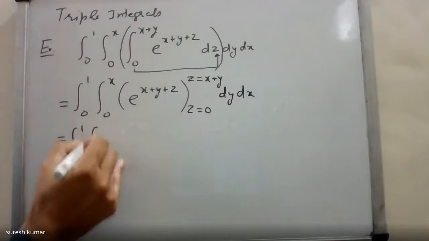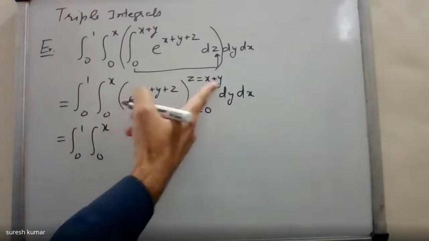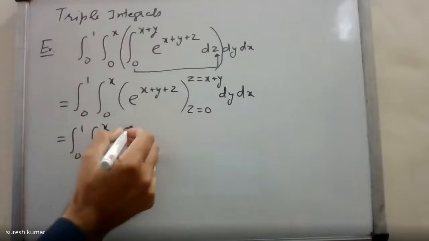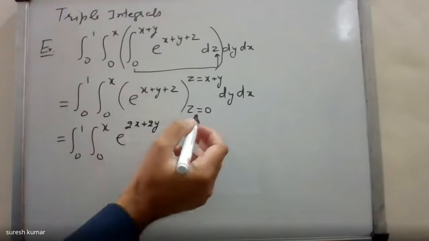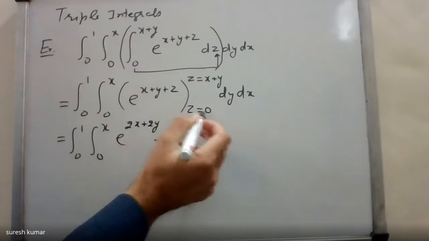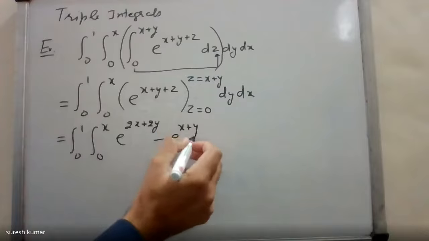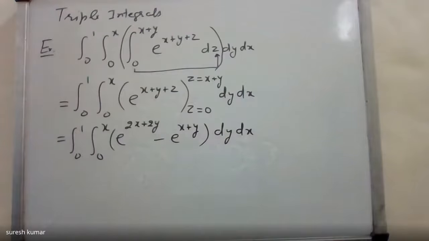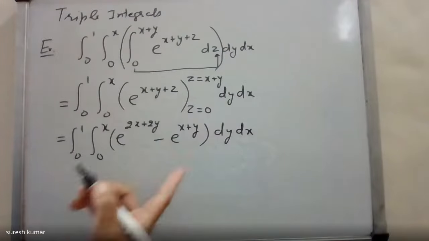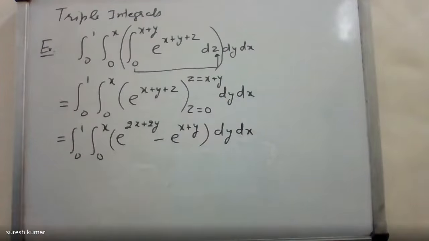See what we get in the next step. Upon limit z equal to x plus y, you get e power x plus y, means 2x plus 2y, minus lower limit z equal to 0, means e power x plus y. Now you see you have integrated with respect to z. Now it is a double integral in x y, and this kind of problems you have already done. So you can solve it further yourself and see what is your answer. It's a double integral problem now.